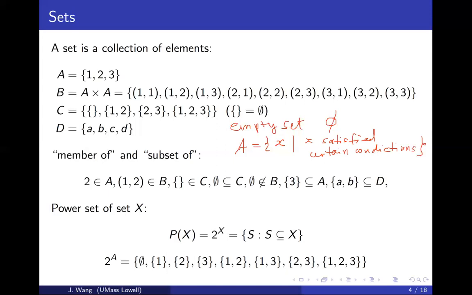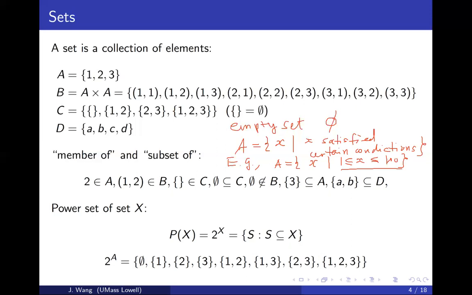Right, so for instance, we can write it as A, and then we can say, let's say X, where X is greater than or equal to 1 and X is less than or equal to 100. Okay, so this is a condition that the elements X satisfy.